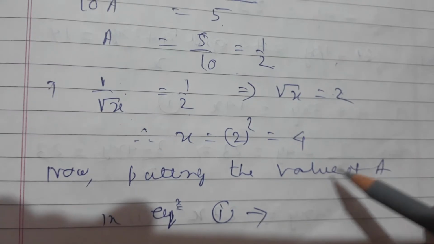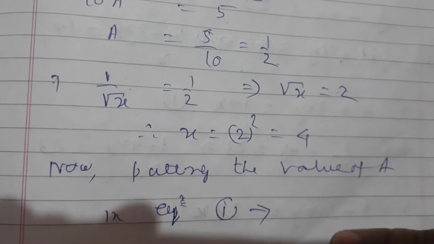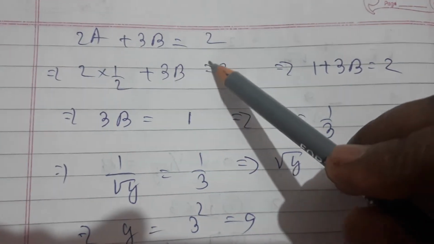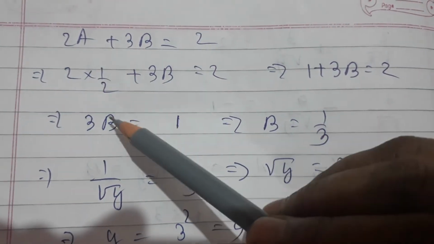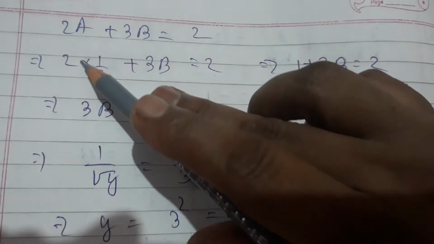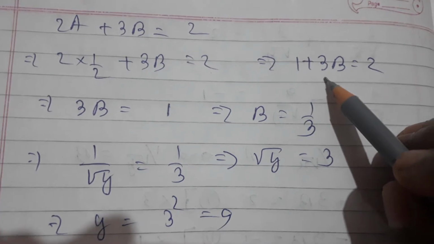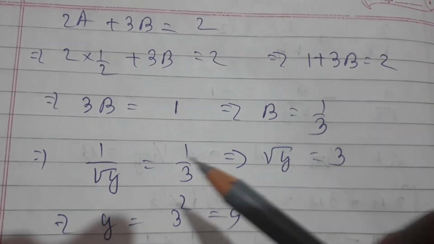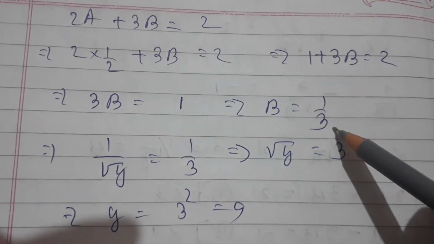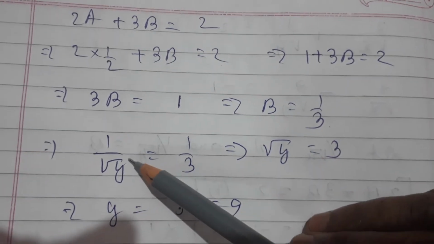Again, now putting the value of a in equation 1, 2a + 3b = 2. So 2 times 1/2 plus 3b = 2. So the 2 cancels, 1 + 3b = 2. So 3b = 2 minus 1, which is 1, and b = 1/3. Now put the value of b.